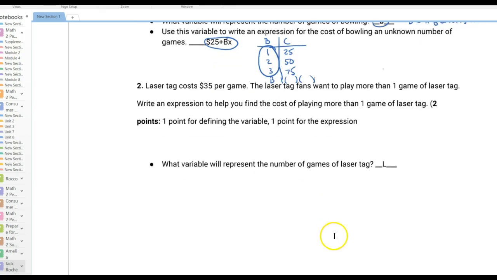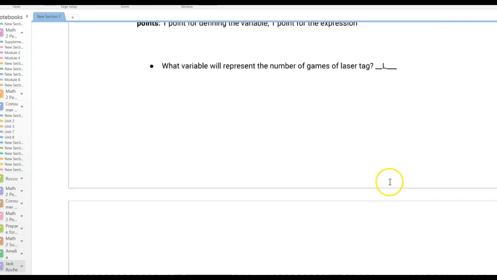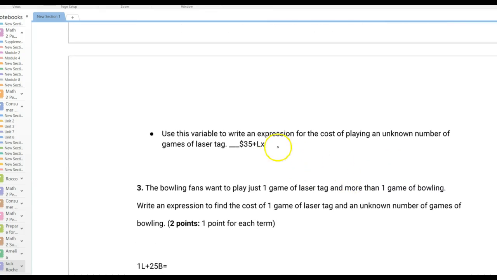The same thing will apply for laser tag. You chose the correct variable for L, no problem. But again, we have to change this: L represents the number of laser tag games, C represents the cost. Now what could I do with the variable L and the cost per laser tag game to figure out the cost of L number of laser tag games? All right.